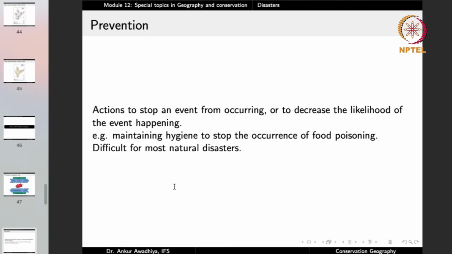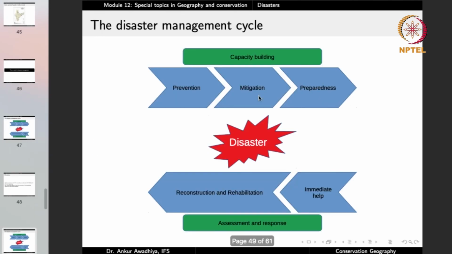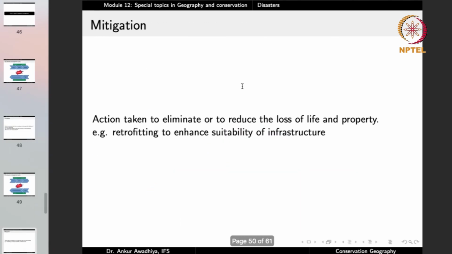Prevention is actions to stop an event from occurring or to decrease the likelihood of the event happening, such as maintaining hygiene to stop the occurrence of food poisoning. So that is prevention. You are trying to prevent the hazard. But in most of the natural disasters, it is very difficult because we do not have much control over their occurrence. Then we have mitigation.